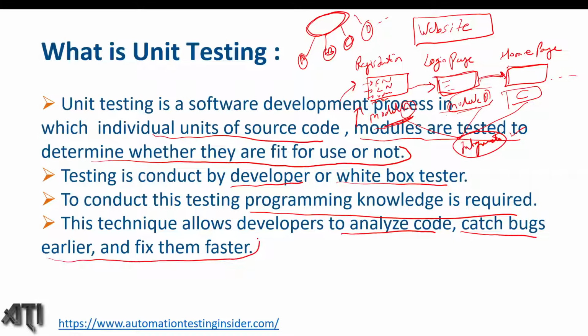So the main purpose of unit testing is to get the defects as early as possible. They will analyze the code, do the code review, and if everything goes well, they will do some kind of functionality testing as well. Their main motto is to find defects early so that they can fix them as soon as possible before they go for integration and integration testing.